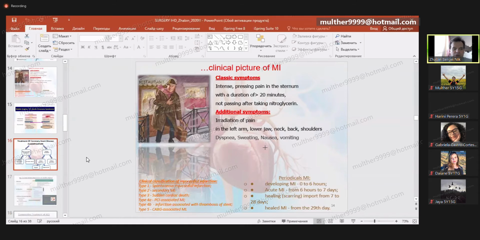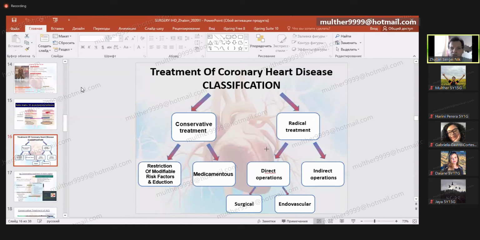So treatment of coronary heart disease is different, and in all cases you should divide it into conservative and surgical treatment. Surgical treatment may include radical, direct operation, indirect operation. Direct operation is surgical and endovascular, and conservative treatment is modification of risk factors, restriction, and different medicaments.